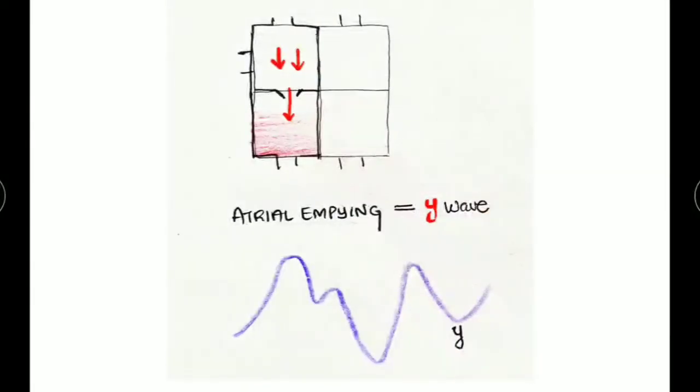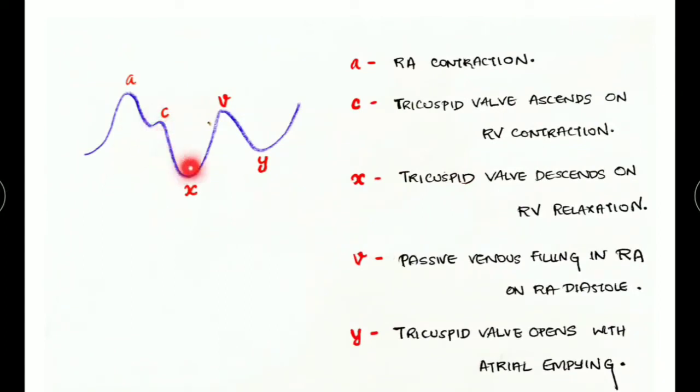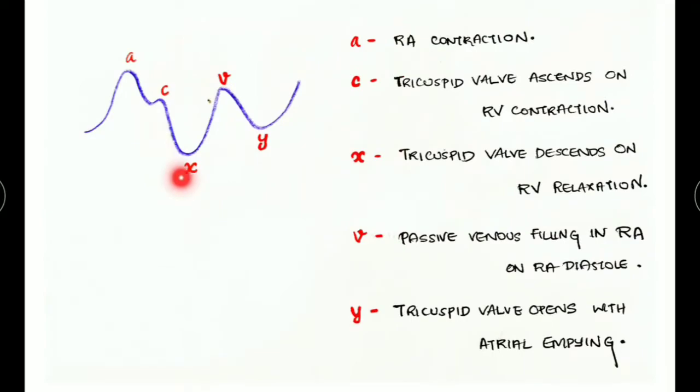So the Y wave is produced by the atrial emptying, and thus we get this form of the wave in the JVP. The A wave is caused by the right atrial contraction, the C wave is caused by the tricuspid valve bulging during right ventricular contraction, and the X descent is due to the tricuspid valve descending during right ventricular relaxation. The V wave is due to passive venous filling in the right atrium during right atrial diastole, and the Y descent is due to the tricuspid valve opening with atrial emptying. And this is the JVP wave.